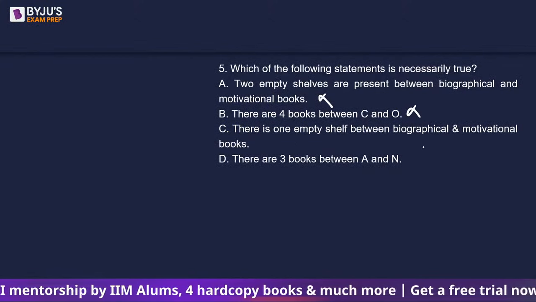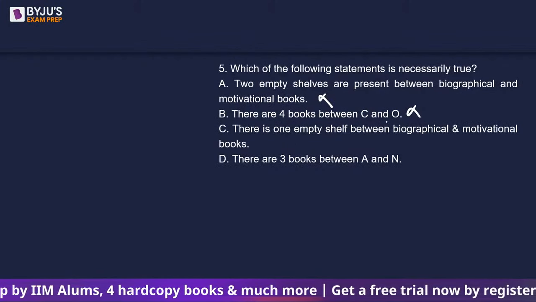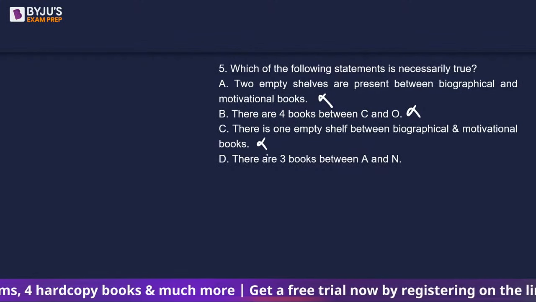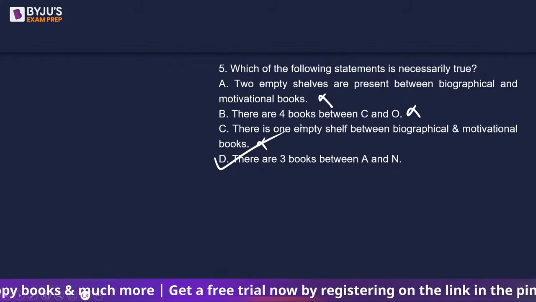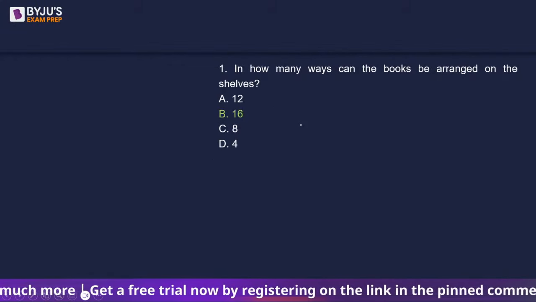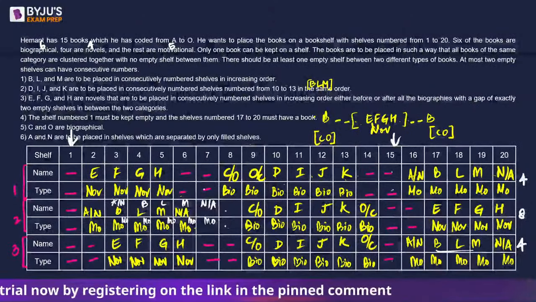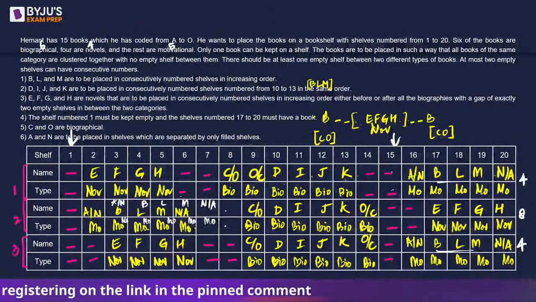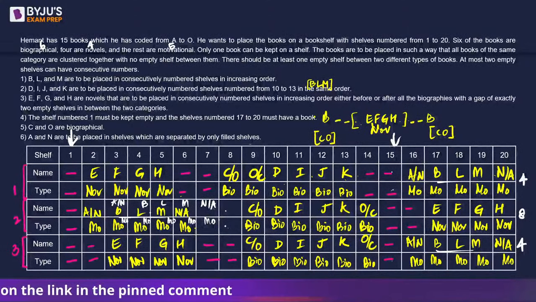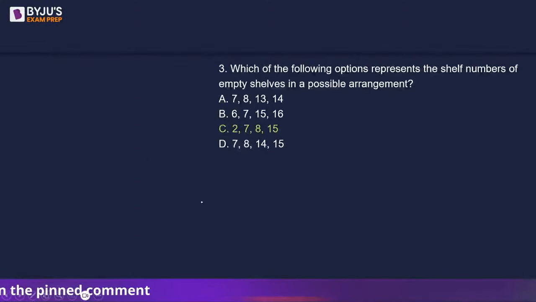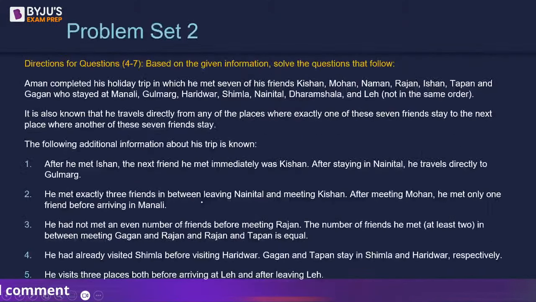There is one empty shelf between bio and motivational. We have just seen it can be 1, it can be 2. So there are 3 books between A and N should be correct. If you remember, there are 3 books between A and N. They are always BLM, right? Always BLM. So the 4th statement is correct.